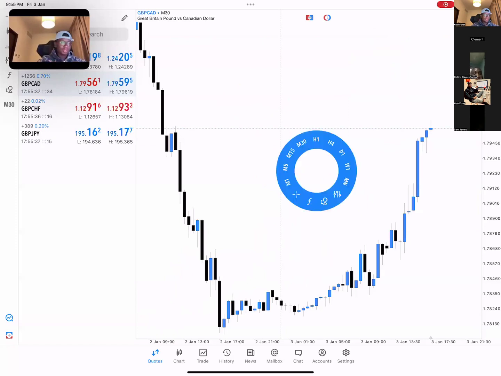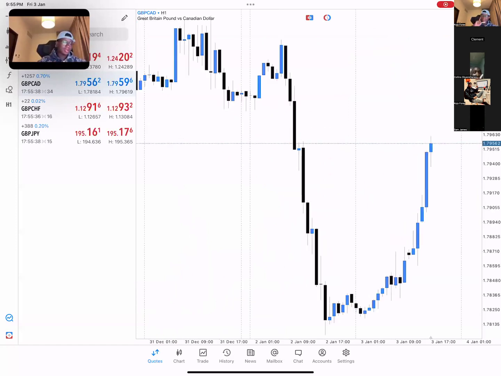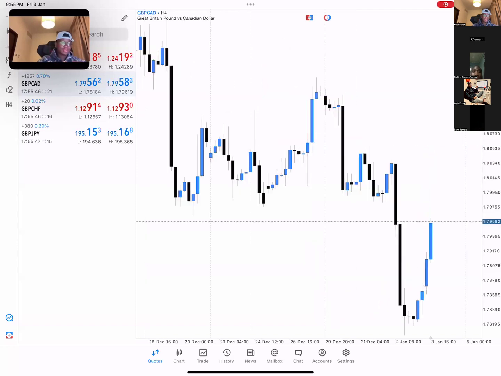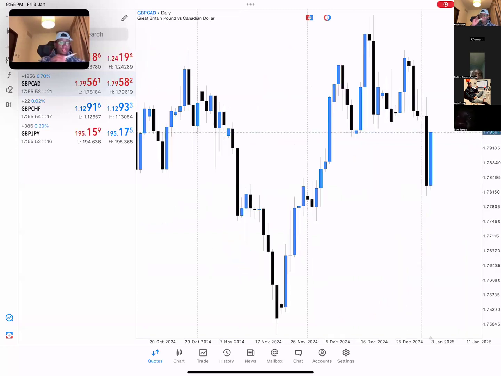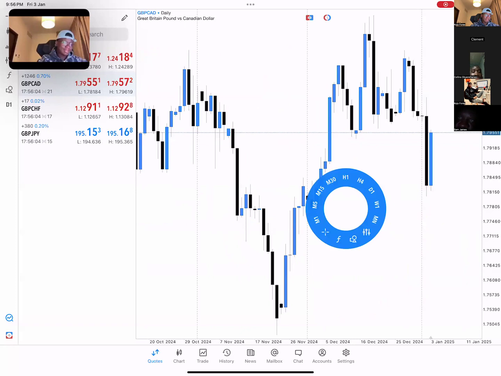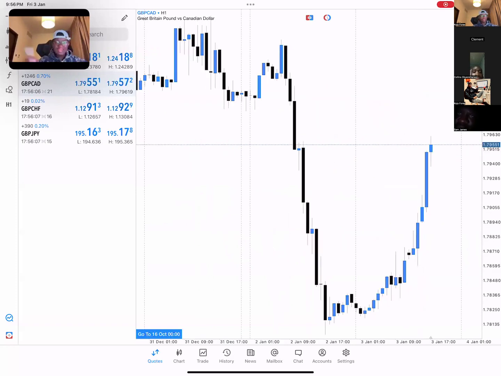The same way when I change it to 1 hour, it means that one will appear every 1 hour. And then when I change it to 4 hours, every 4 hours one will appear. The same way when I change it to daily, every single day. So you are at liberty to watch the market in the time frame that you want, right? You are at liberty to watch the market in any time frame that you want.